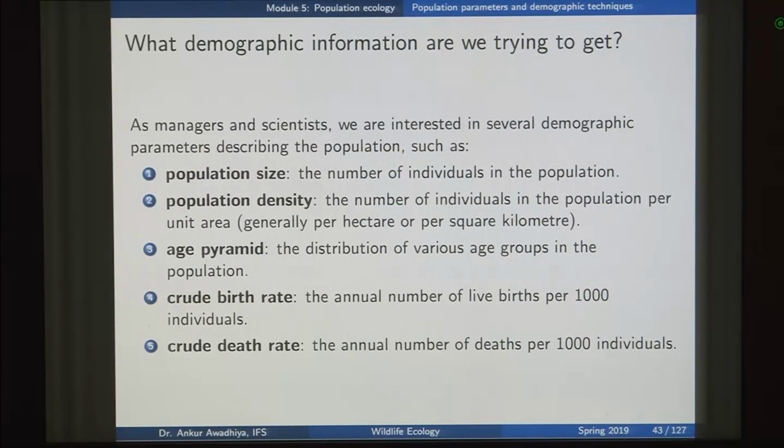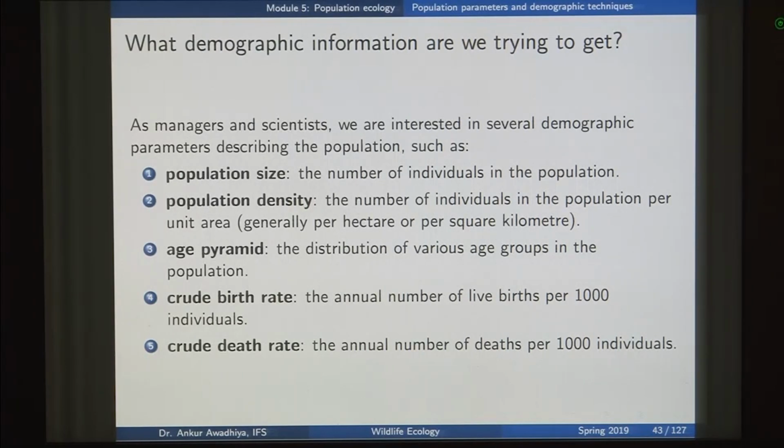Now, apart from population size and density, we are also interested in knowing the age pyramid. Age pyramid is the distribution of various age groups in the population. Is your population young? Does it have more adult individuals? Does it have more old individuals? That is what we are asking here.